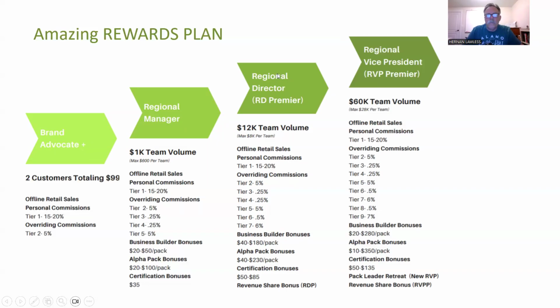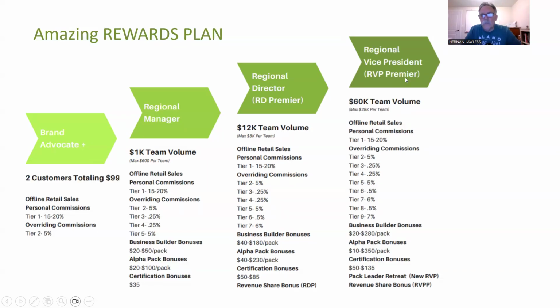So the first one is all the volume, including all the packs, all the customers, everything. And then the premier ranking doesn't include the packs. It's all the other volume except for the packs. And that's where you get into the profit sharing. And the second level of profit sharing is here at regional vice president premier.